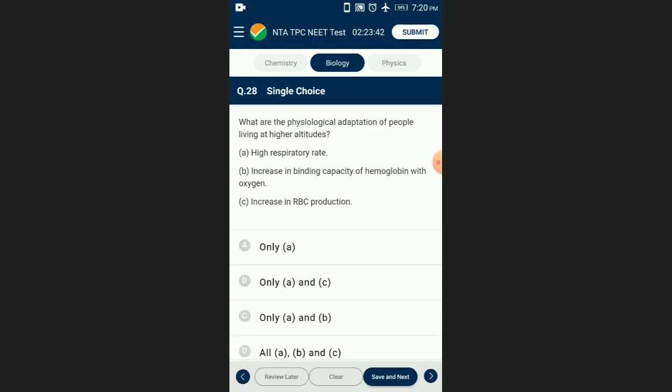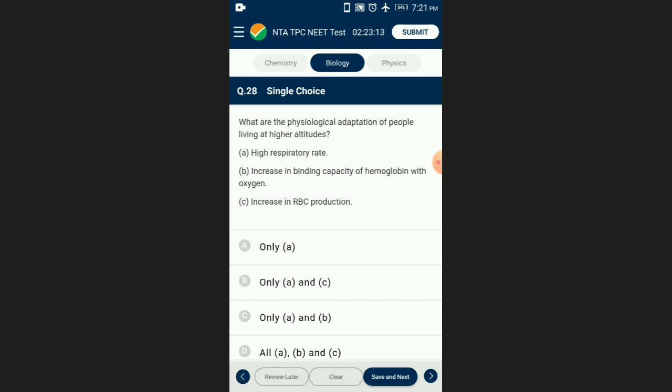Question number 28. What are the physiological adaptations of people living at higher altitudes? At higher altitudes, the air pressure is low compared to lower altitude. The low oxygen is sensed by the peripheral chemoreceptors, which causes an increase in breathing rate due to lower oxygen levels at higher altitudes.